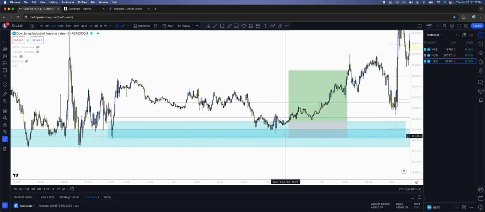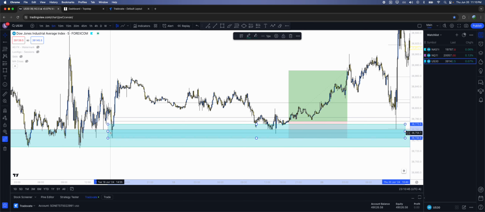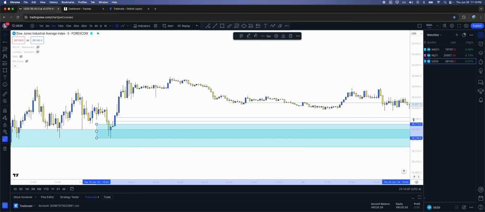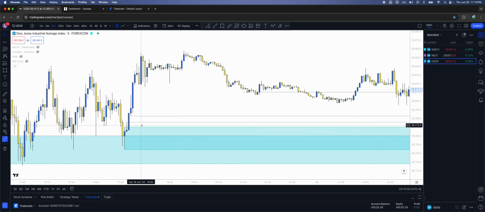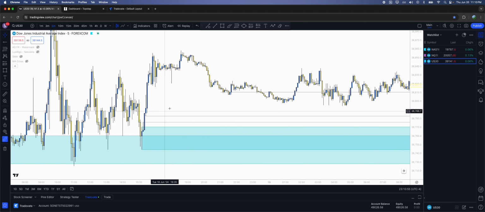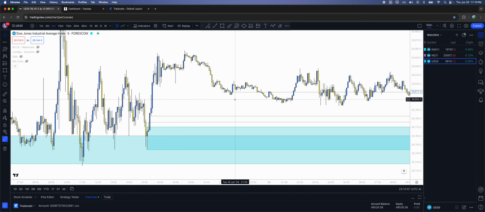I was looking for where price came and bounced off here from. I had it down to this candle over here. That's what it's being based off of for the low point, the demand.